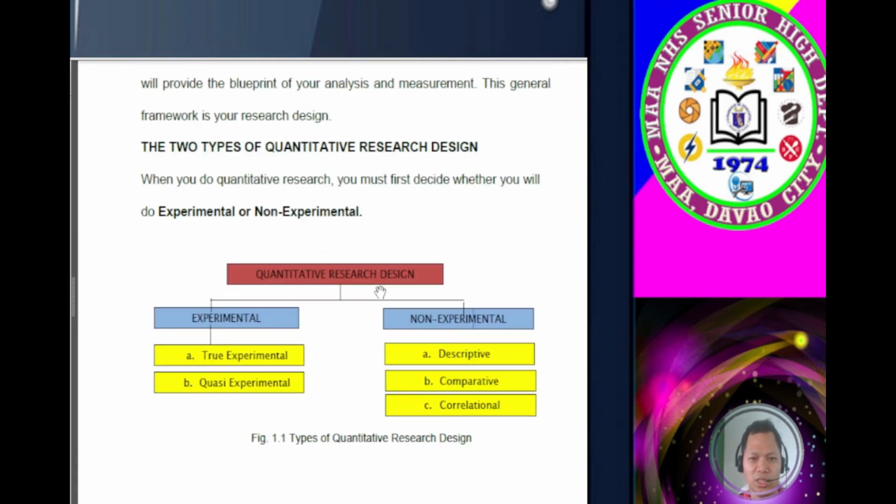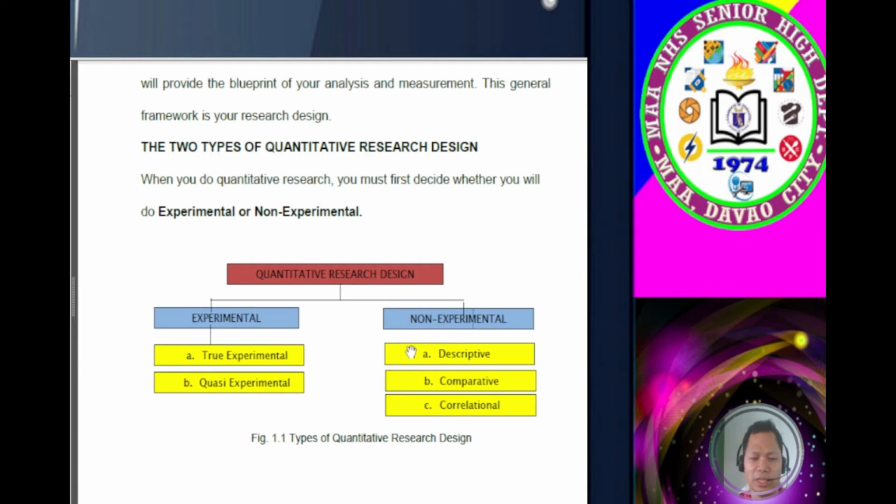We have two types of research design: experimental and non-experimental. Under experimental, we have true experimental and quasi-experimental. In non-experimental, we have three: descriptive, comparative, and correlational.